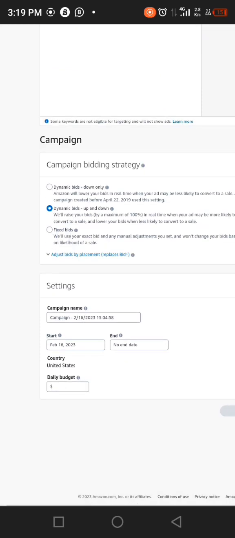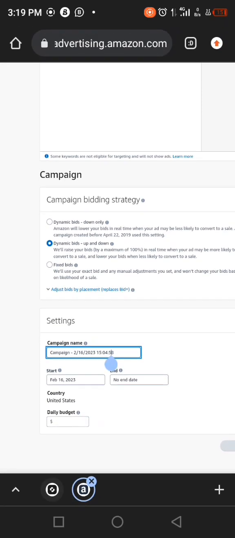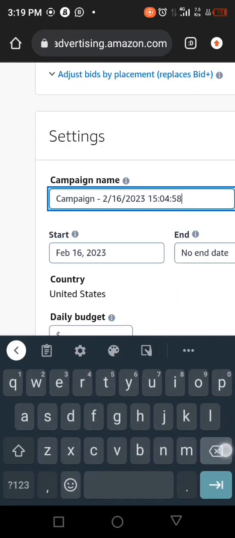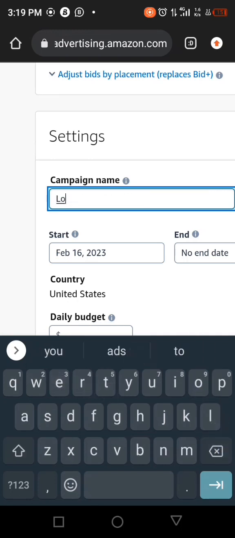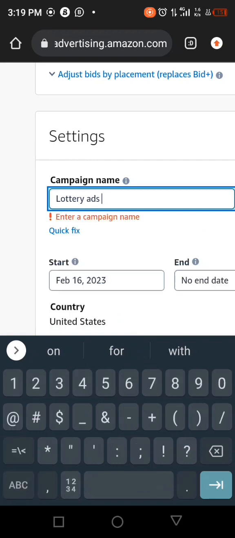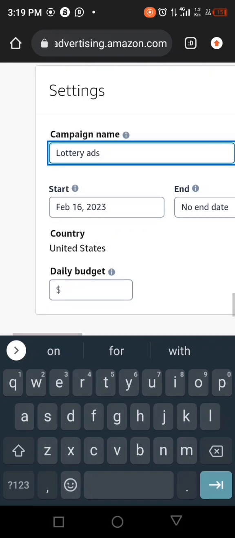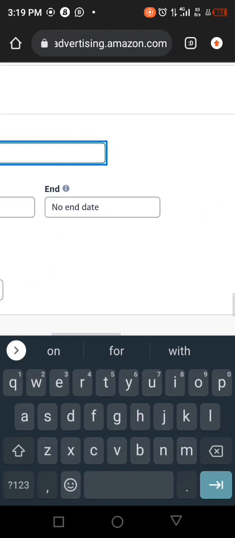And then yeah, you could put a campaign name here. You could call it lottery ads. That way, if you have different books of different topics, you could call it lottery ads romance, lottery ads health, lottery ads feeding, and this is it. Start date, don't forget, do not put an end date. Just leave the end date empty. Whenever you feel like you're tired or you might not be able to spend much more money, just come over to this place and end it. You can pause the adverts, right?